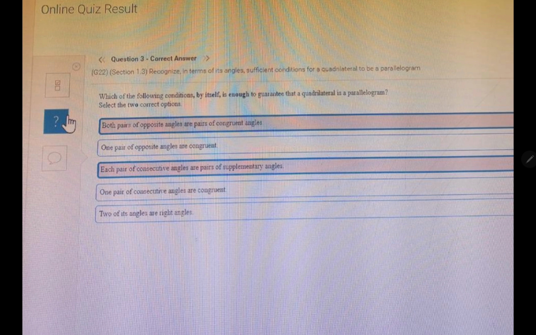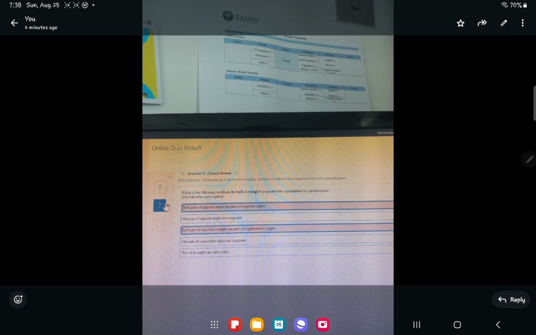One pair of consecutive angles are congruent? No, the pairs of consecutive angles cannot be congruent. This could only be in a square or a rectangle. Two of its angles are right. They're only right if they are in a rectangle. So that is number 3, done.